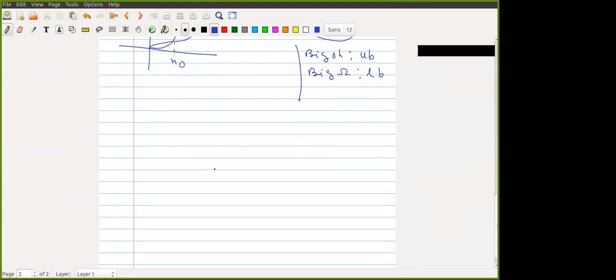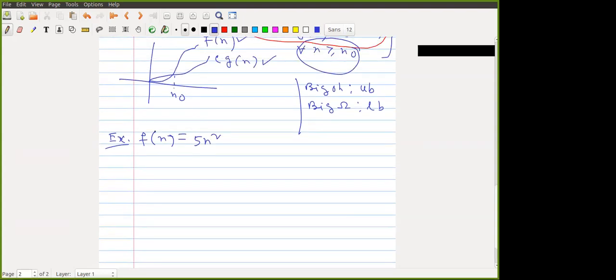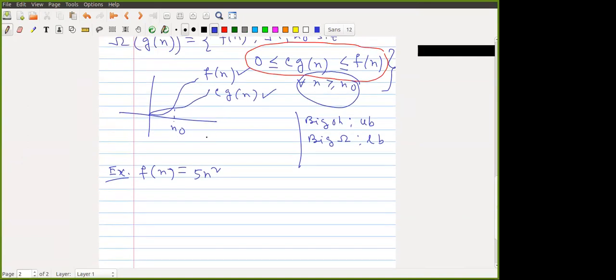Okay. So I'll just quickly go through one small example and then I'll give you a bigger example. For example, let's consider this function, f(n) equal to 5n square. Can you intuitively see this picture and say what will be the omega value?